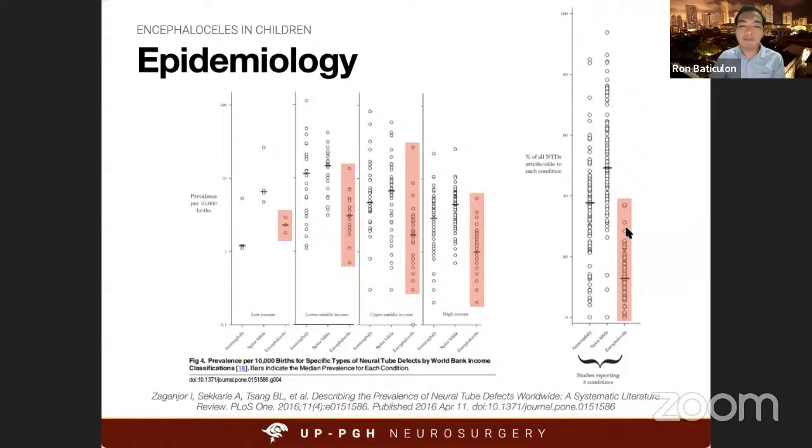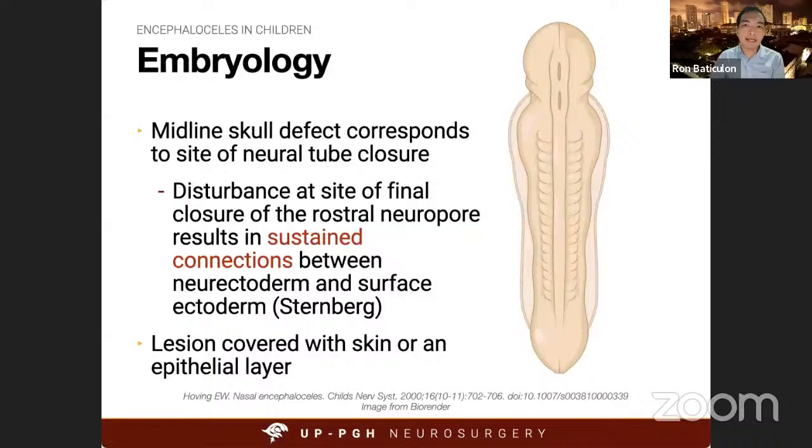So how do they form? The problem is that in encephalocele, there's a sustained connection between your neural ectoderm and your surface ectoderm. Normally the surface ectoderm is supposed to separate from the neural ectoderm. If that doesn't happen, then you don't have the mesoderm or the bone that forms in between. That's why you've got the bone defect. And when you've got a bone defect with the brain pulsation and CSF pulsating, they will begin to herniate. And over time, these will get bigger.